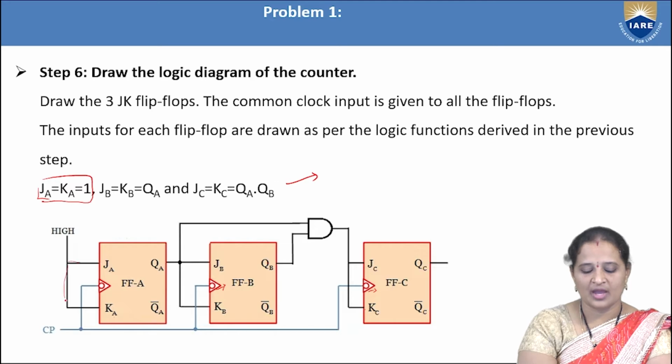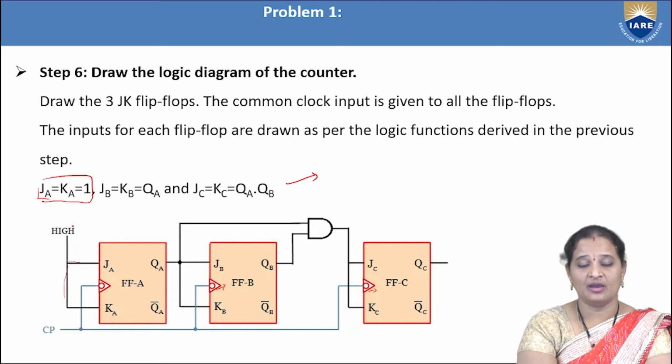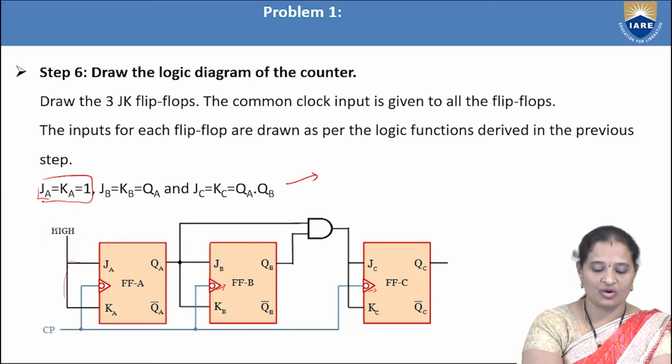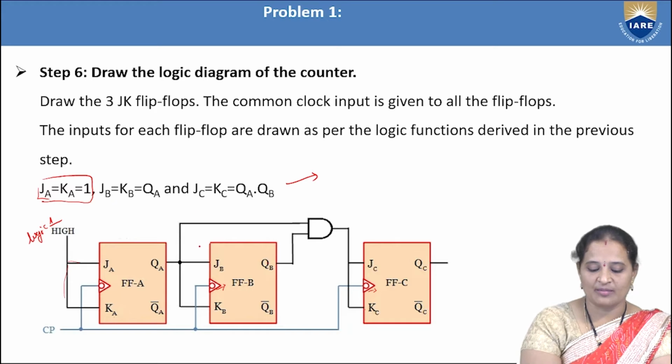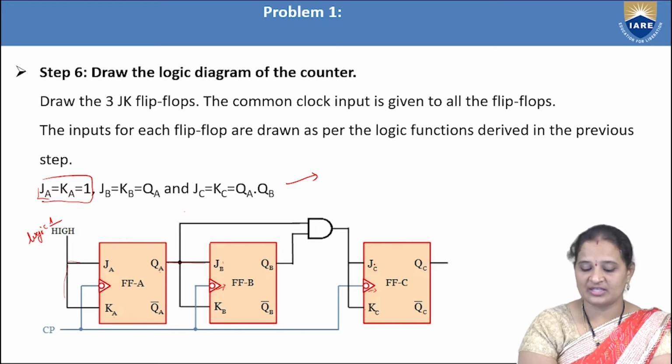So what I have done, I have connected JA and KA to logic high, or else we can also consider this. High means logic 1. Next up, JB and KB are equal to QA. So I have taken the QA output of the first flip-flop and given it as input to the two inputs of the second flip-flop B; JB and KB are connected with QA. And next, JC and KC are equal to QA and QB.